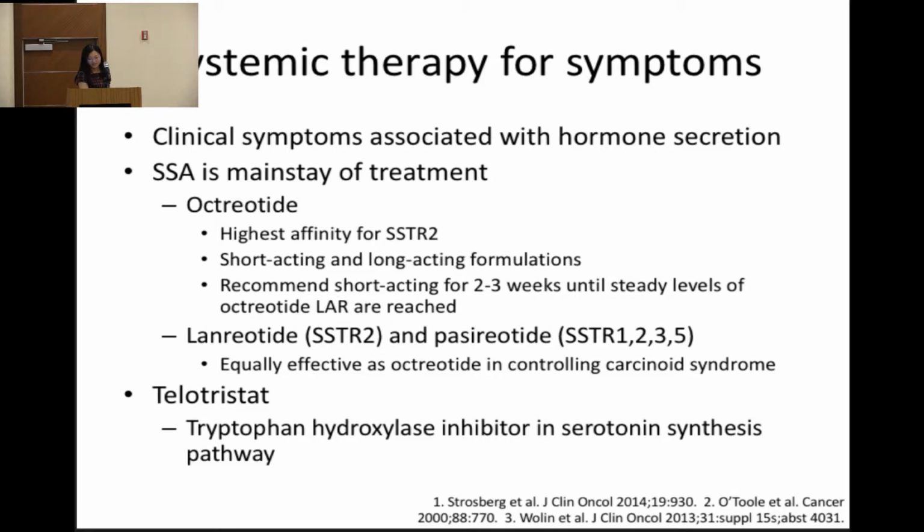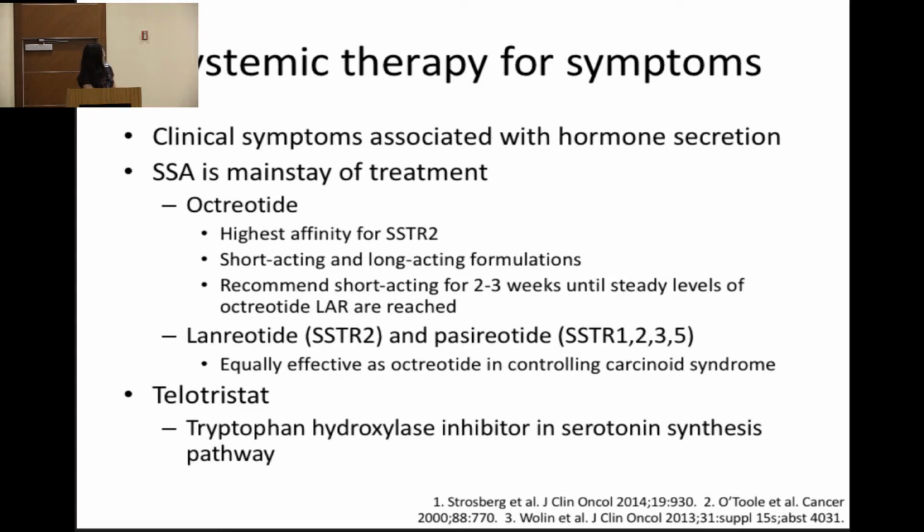So in terms of systemic therapy, one of the goals of systemic therapy is to treat the clinical syndrome. So somatostatin analog is the mainstay of treatment. Octreotide was the first synthetic somatostatin analog that was made in the 1980s. It has the highest affinity for somatostatin receptor 2. There are both short-acting and long-acting formulations. And for somebody with significant symptoms, they should be on a short-acting formulation for 2 to 3 weeks to cover them until the long-acting formulation gets to steady state levels.